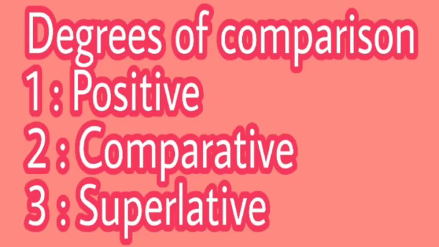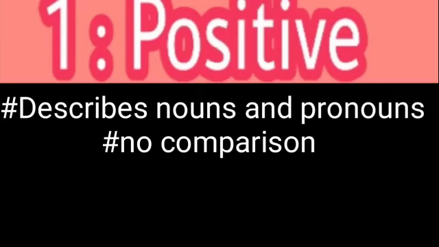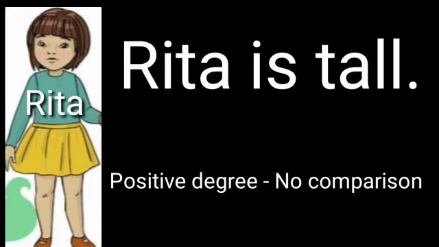For comparing nouns or pronouns, we use degrees of comparison. There are 3 degrees of comparison. They are positive, comparative and superlative. The positive degree of an adjective simply describes a single person, animal, object, place or group without changing its form. For example, Rita is tall. Here, tall is the word which describes Rita, but there is no comparison, so it is of positive degree.